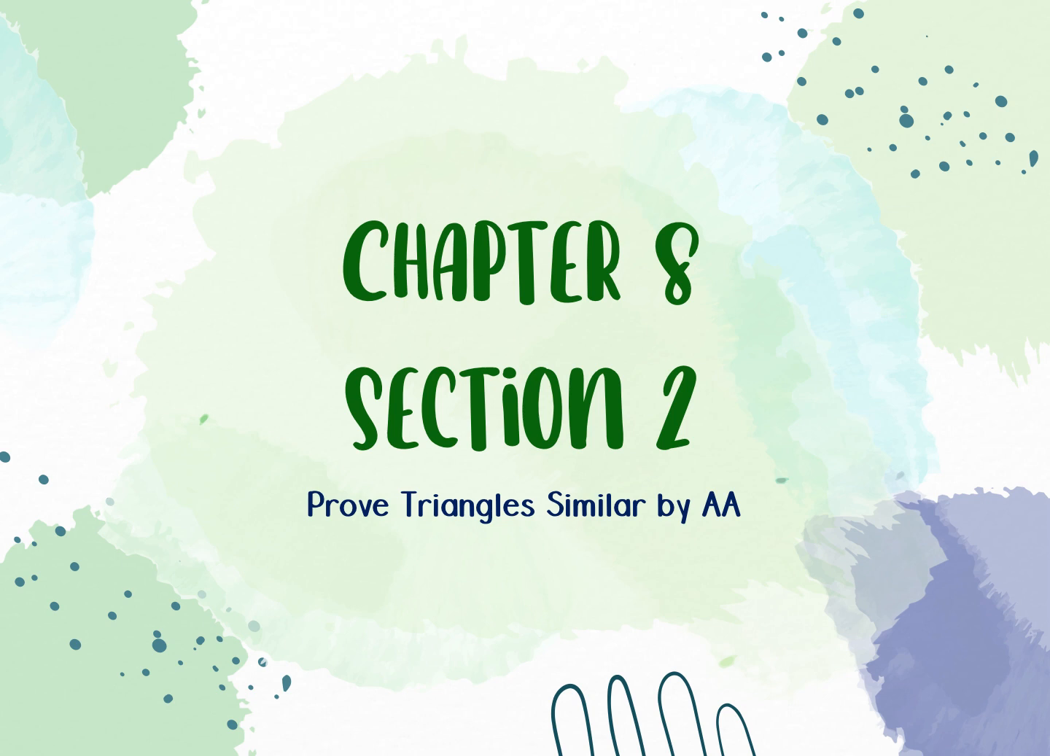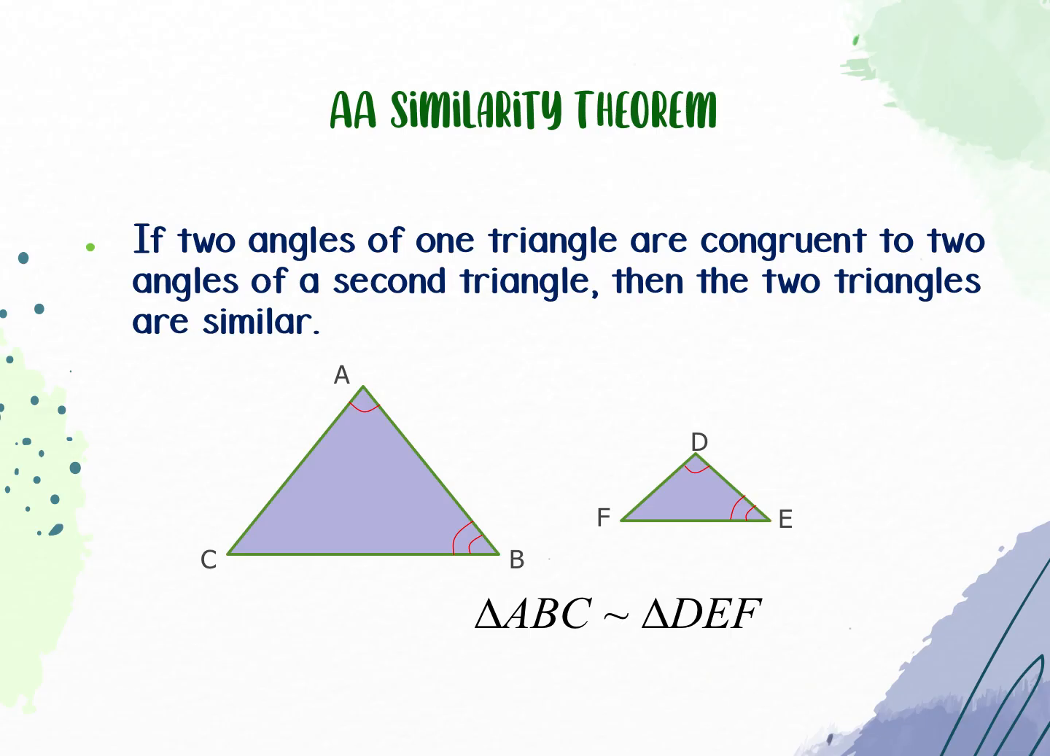If you remember back to the congruent triangles, there were 5 shortcuts. But to prove triangles similar, there's only 3. And today we're going to learn the first one. So this is the angle-angle or the AA similarity theorem. And it states that if 2 angles of one triangle are congruent to 2 angles of a second triangle, then the 2 triangles are similar.